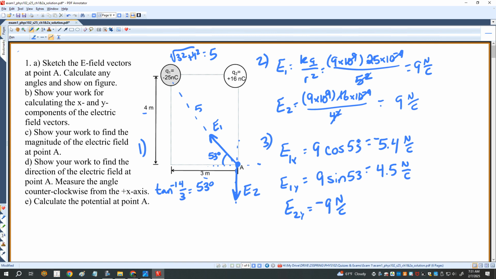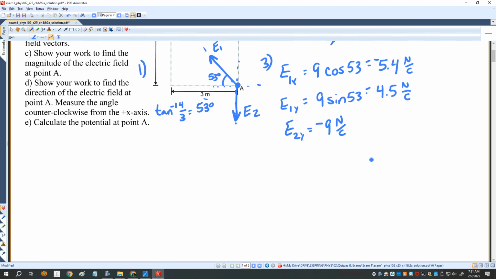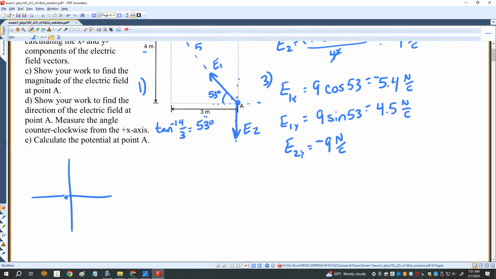But let's redraw those X and Y components. I like to do that. It helps me to sort of think about them. I'll draw them over here. So I have E1X in that direction. That is 5.4. E1Y is in this direction. That's 4.5. And then E2Y is in that direction. That's 9. All of those are newtons per coulomb.